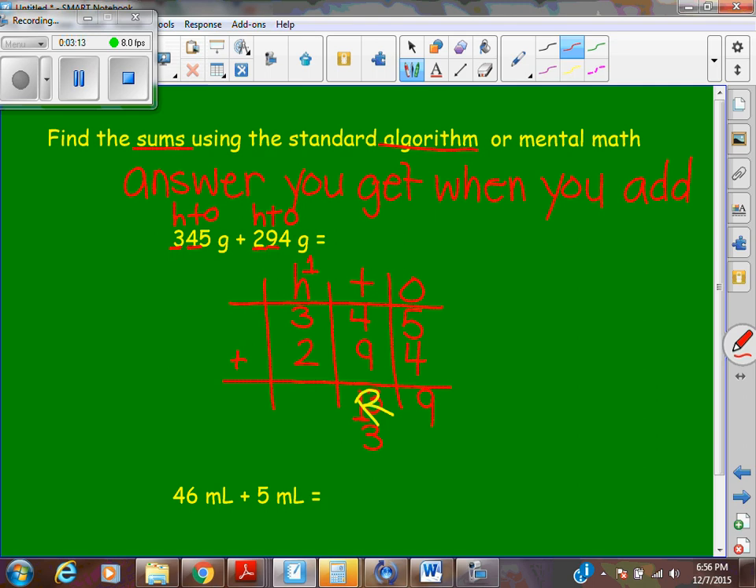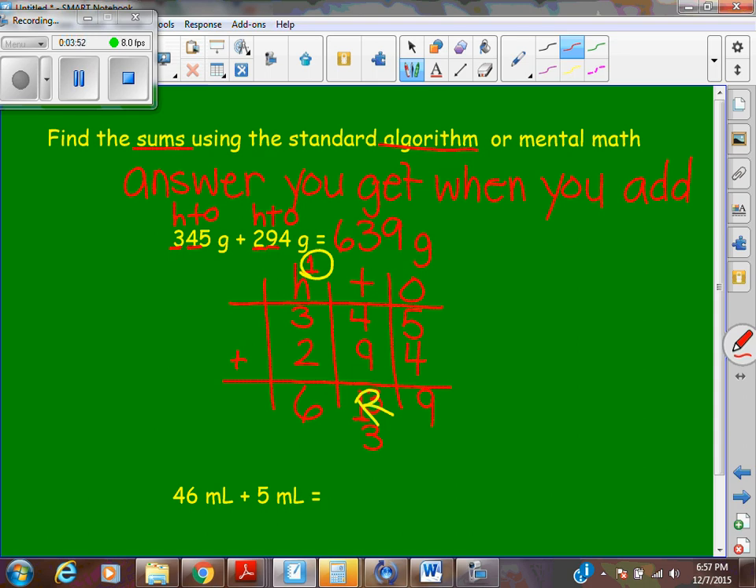One of the things that students do frequently is they forget to add the one that they regrouped. So you have to make sure that you remember to add it. If you do not add it, you will have an answer that is either 1 off, 10 off, or 100 off. So you don't want to forget to do that. So 100 plus 3 hundreds plus 2 hundreds gives us 6 hundreds. So altogether, I have 639. So I have 639 grams, and that is with me regrouping.